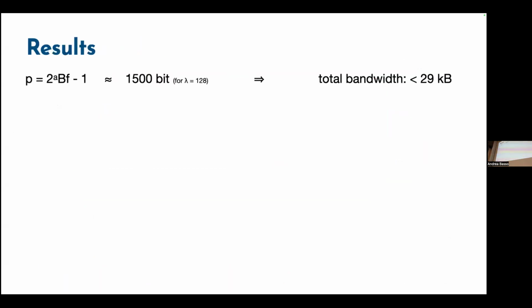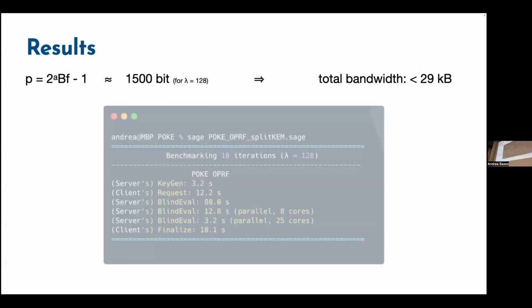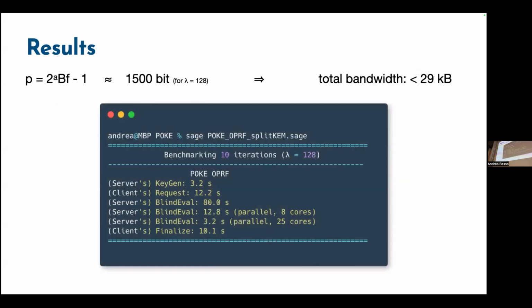And we have an implementation of this with some results. This is still, again, far from being great, far from being practical, but it allows us to obtain a bandwidth of less than 30 kilobytes, which is much less than basically any other isogeny-based OPRF or even lattice-based OPRFs. And again, same caveat as before, we have a very inefficient implementation that we can expect to improve at least 10 times, but still this gives us an idea of how things work.